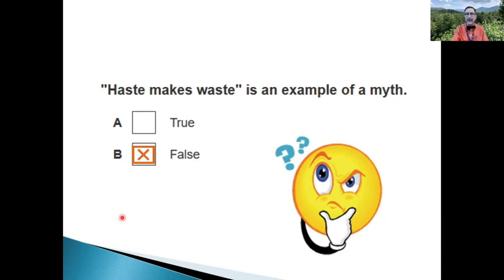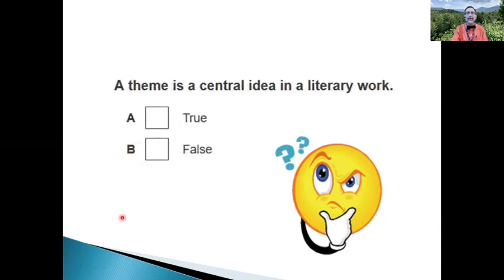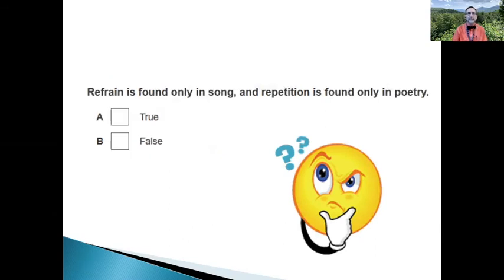A witty short saying. A theme is a central idea in a literary work. True or false? That's true. Now, this was not one of the things we covered in the introduction here, but you should know theme going all the way back to elementary school. And theme exists in all literature. So if you write a story, your story is going to have a theme. But even in the oral tradition, themes are ever prevalent.